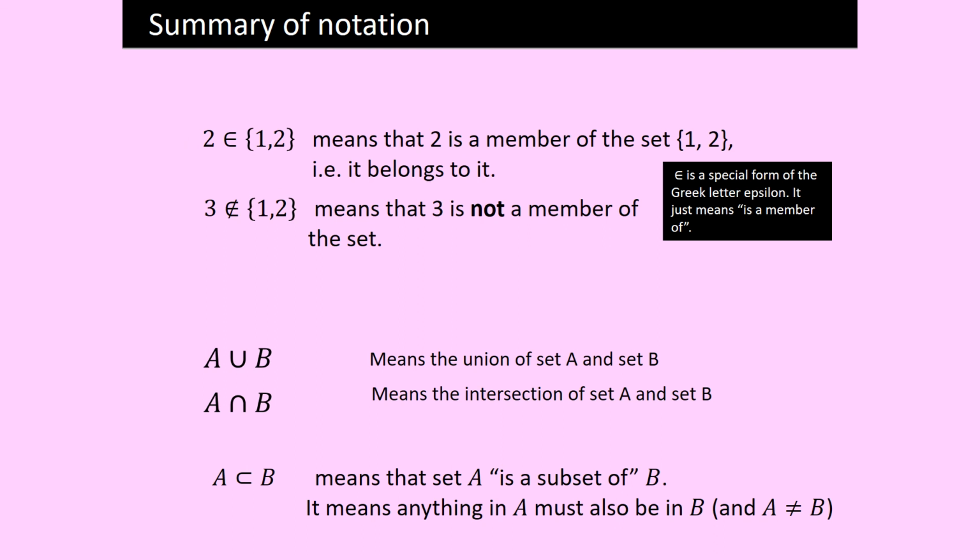So let's have a review of the notation we've been using. We've got epsilon to show that something is an element. So here we've got 2 as an element of the set containing 1 and 2. It belongs to it. Epsilon with a cross means it's not an element of a set. We had this U to represent union, and we had this N to represent intersection, and we had C to represent subset. And this one is a proper subset, which means that A is not equal to B.